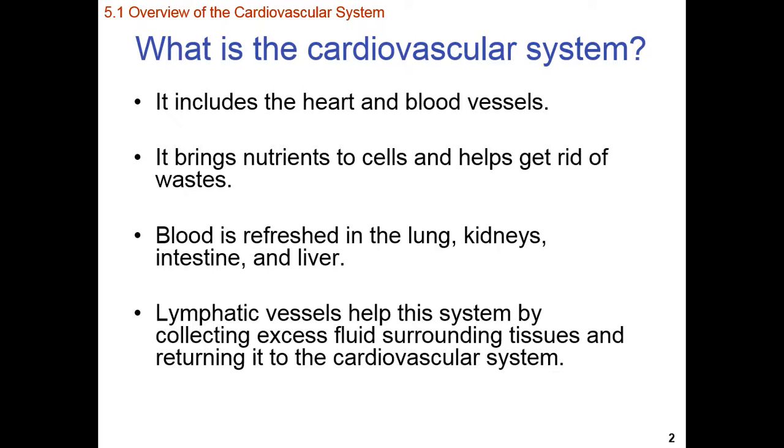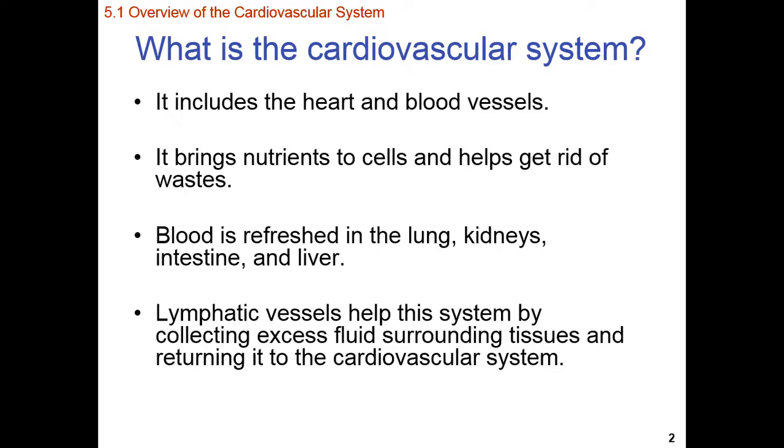So if our cardiovascular system is the heart and the blood vessels, what does that cardiovascular system do for us? It helps us by transporting nutrients from one part of our body to another part of our body. Sometimes these nutrients are important to keep the cells alive. Sometimes these nutrients are waste products. This blood that's being moved through our cardiovascular system is going to be refreshed or rejuvenated in several organs of our body, including the lungs, kidney, intestines, and the liver.